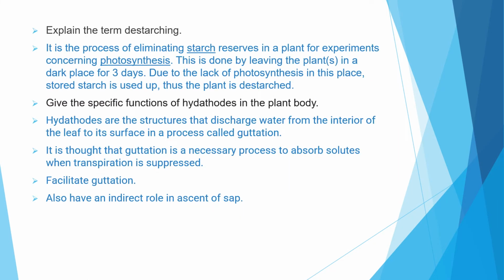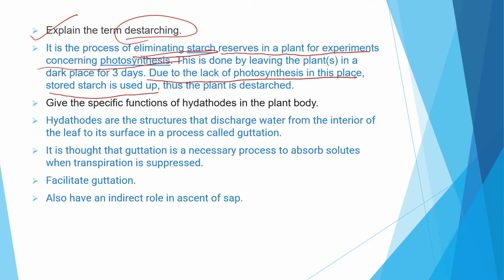Now here the first question is, explain the term destarching. So what is destarching? As the name suggests, destarching means eliminating the starch. So we are eliminating the starch from the leaves. Eliminating starch reserves in a plant for a few experiments concerning photosynthesis is called destarching. So how is it done? This is done by leaving the plants in a dark place for 3 days or more than 3 days. Now due to the lack of photosynthesis in this place, the stored starch is used up. So as there is no photosynthesis in the dark, the plant is using up the starch and thus the plant is destarched.